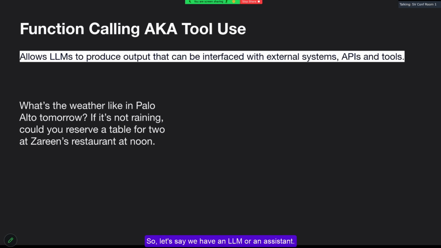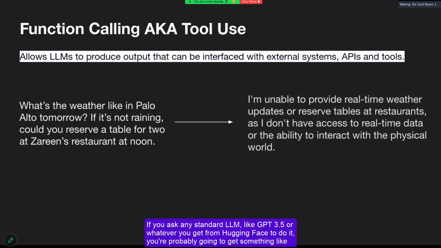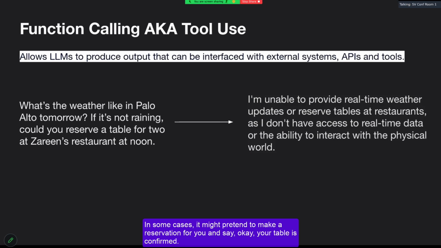So this is an example. Let's say we have an LLM or an assistant, and we're asking it what the weather is like in Palo Alto tomorrow. If it's not raining, can you reserve a table for me at a restaurant? If you ask any standard LLM, like GPT 3.5 or whatever you get from Hugging Face, you're probably going to get something like this, where it says, I'm unable to provide real-time weather updates or reserve tables. I don't have access to real-time data. And in some cases, this is a good response. It's telling you it can't do it. In some cases, it might pretend to make a reservation for you and say, okay, your table is confirmed. And you show up the next day and you're kicked out.